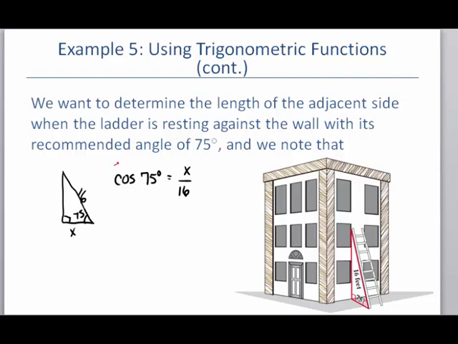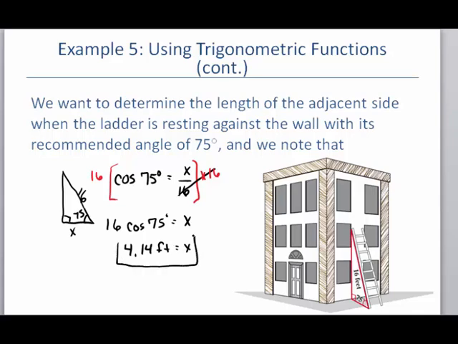Now again, we want to solve for x. So we're going to multiply both sides of the expression by 16, which causes it to cancel here. And we'll enter 16 times cosine of 75 degrees in our calculator to get our answer. And when you do that, 16 times cosine of 75 degrees, you get 4.14 feet. So that ladder should be moved out from the wall 4.14 feet.